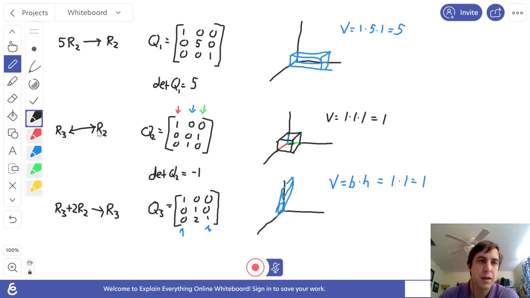So our determinant of this matrix is 1. And this is going to hold for any kind of a shearing operation like this, where you're just taking the unit cube and shearing it. In this case, we sheared it up a little bit in the z direction.